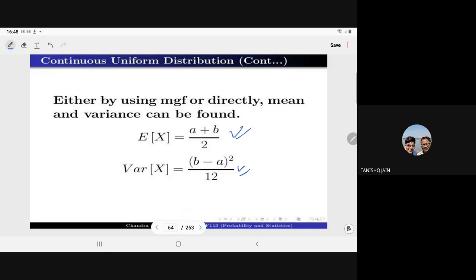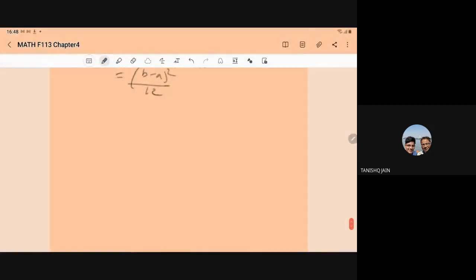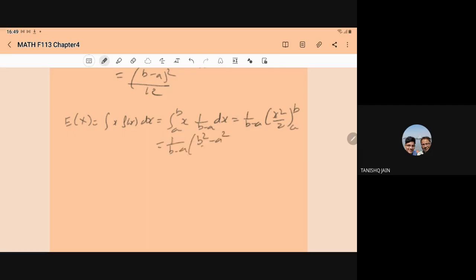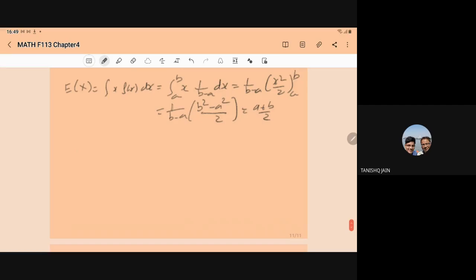Same thing if you have to compute by the definition. So Ex is what? It is the integral x into fx dx from a to b, right? From a to b, x into 1 upon b minus a into dx, that is 1 upon b minus a, x square by 2 from a to b, that is 1 upon b minus a, b square minus a square by 2, that is a plus b by 2 by definition.